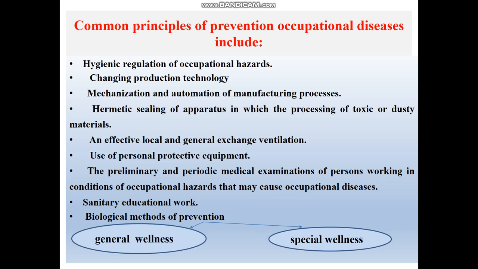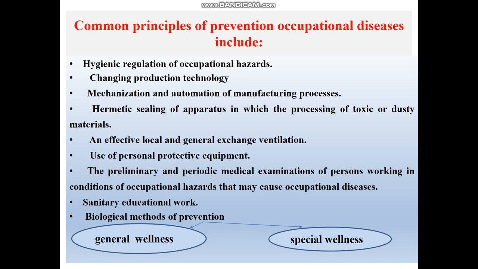Third, mechanization and automation of the manufacturing process. Fourth, hermetic sealing of apparatus in which toxic or dusty material is processed. Fifth, effective local and general exchange ventilation. Sixth, use of personal protective equipment. Biological method of prevention.